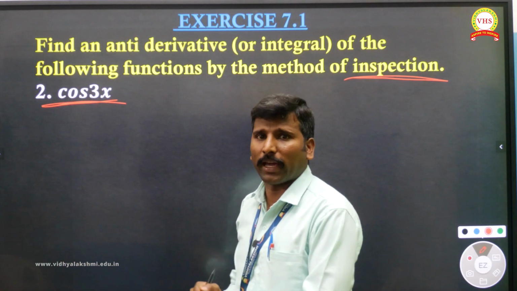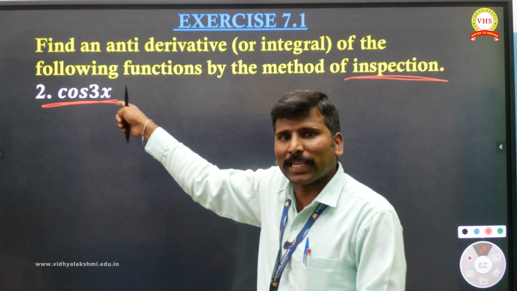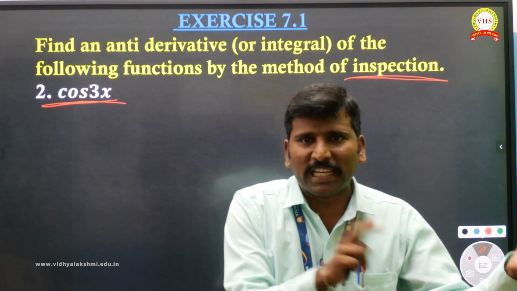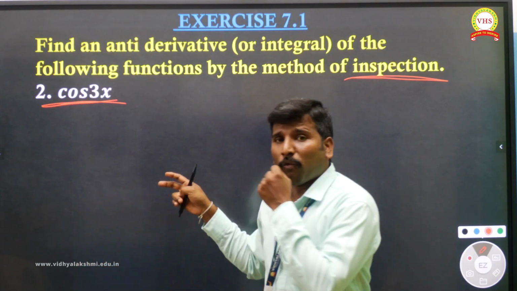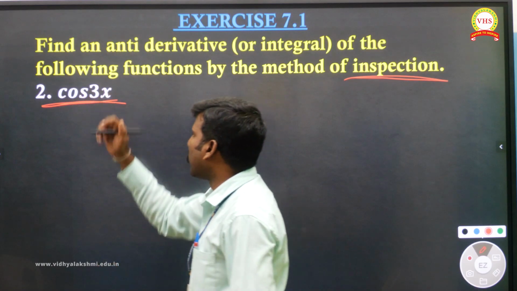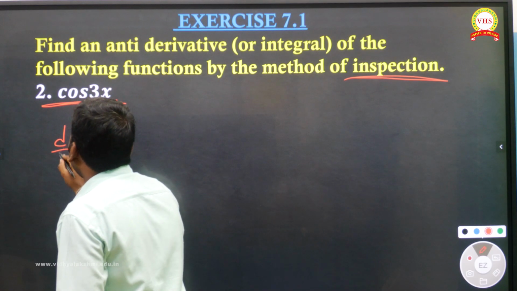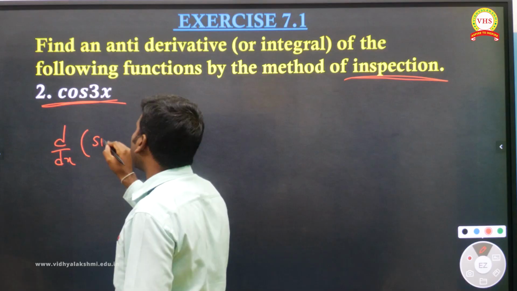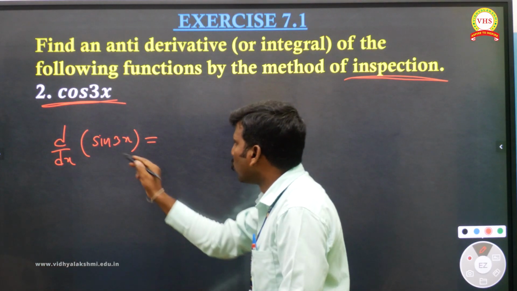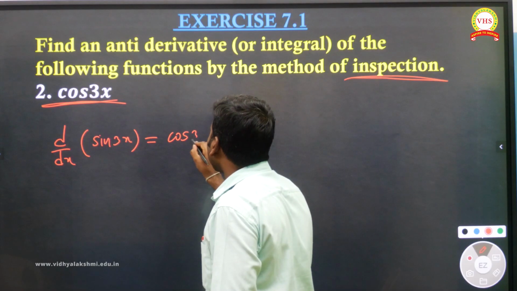That is what you want to see. What do you differentiate to get cos? Sine. We have already studied the 5th and 6th chapters, and with the help of these two chapters you come to know that when you differentiate sine, you will be getting cos. So the derivative of sine 3x is equal to cos 3x.